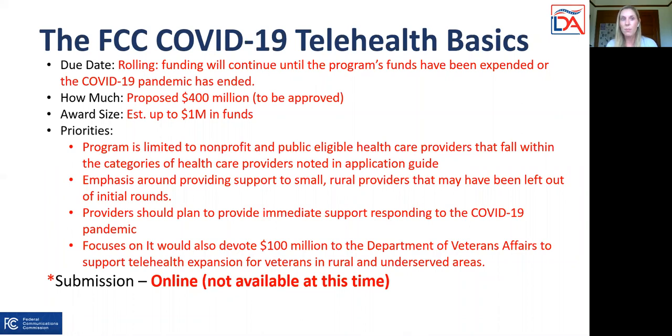The last round, they let you apply for up to $1 million in funds, and they did limit the program eligibility to nonprofit and public eligible healthcare providers. So that would be your first step, is to make sure that you would even be eligible for this funding. Then there are some things that you can do ahead of time in preparation for this to come out. This particular program would devote $100 million to the Department of Veterans Affairs to support veterans in rural and underserved areas.